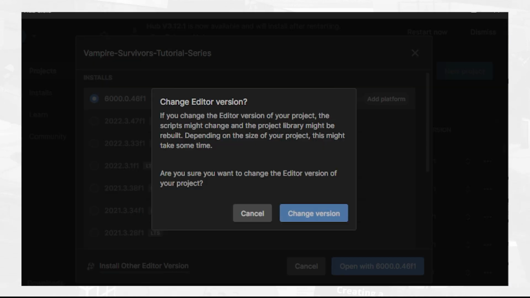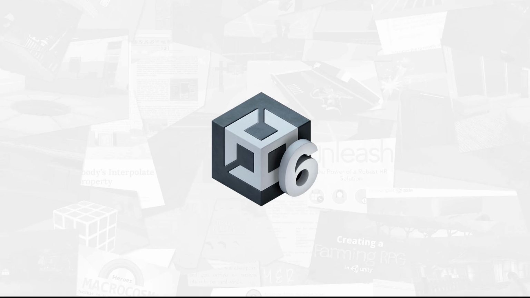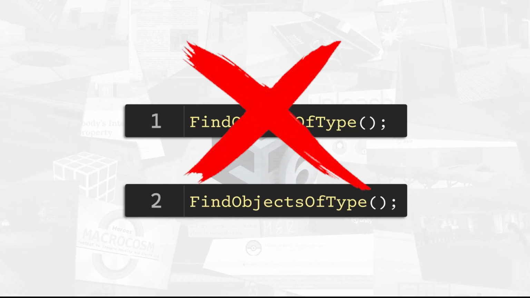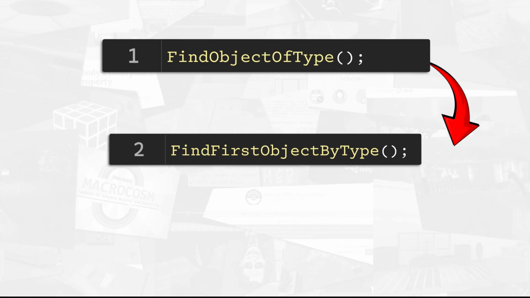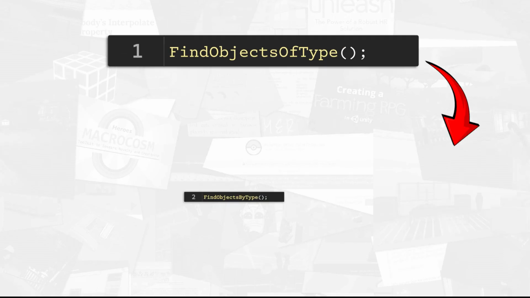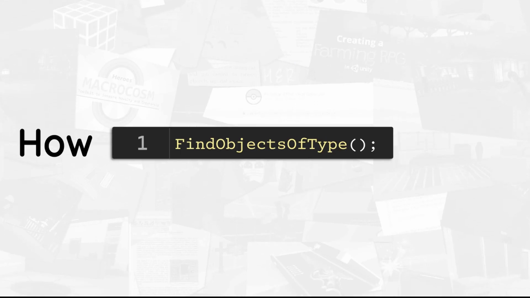Upgraded to Unity 6 and now these error messages won't leave you alone? Well, that's because in Unity 6, FindObjectOfType and FindObjectsOfType have been deprecated, replaced with faster, clearer alternatives called FindFirstObjectByType, FindAnyObjectByType, and FindObjectsByType. Let's start by understanding how FindObjectOfType works.